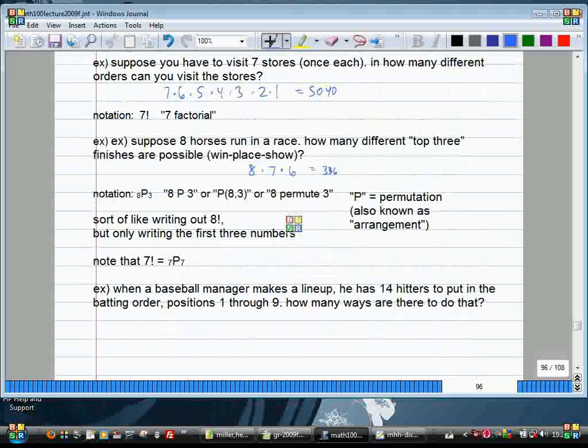I'm such a big baseball fan, so here's a baseball question, presuming, of course, that you know absolutely nothing about baseball. When a baseball manager makes a lineup, he has 14 hitters to put in the batting order, positions 1 through 9. How many ways are there to do that? Now, using notation, what's the really short answer to this question? 14P9. There you go.